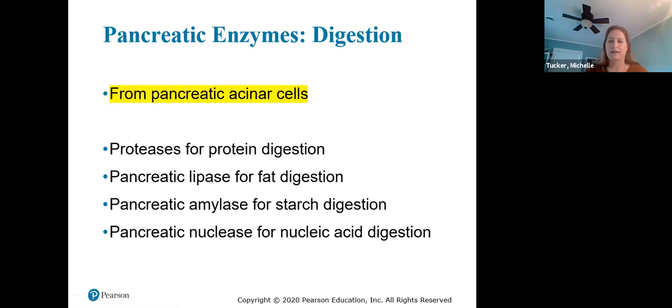Then the brush border enzymes are responsible for going from disaccharide to monosaccharide, but we'll go over that in the next lecture. And pancreatic nuclease is for nucleic acid digestion. So the pancreas produces all of these enzymes, and then it secretes them at the hepatopancreatic ampulla into the duodenum for action.